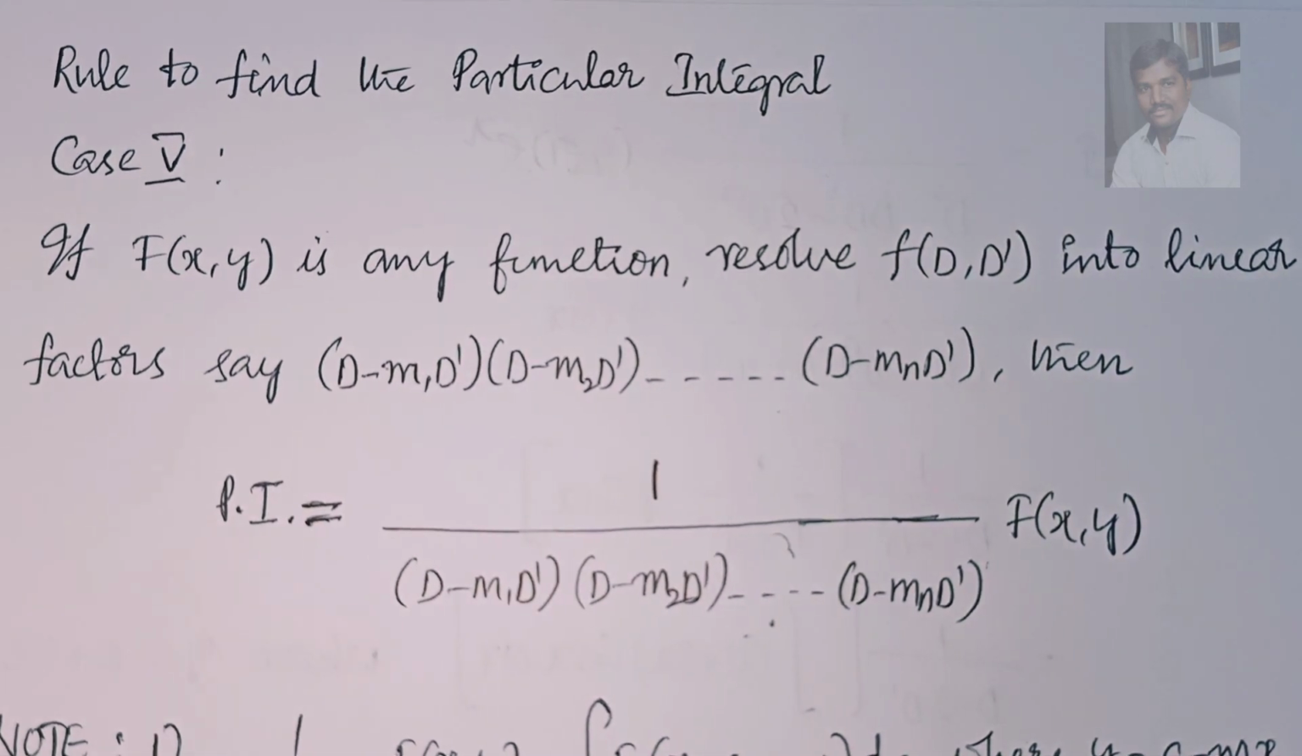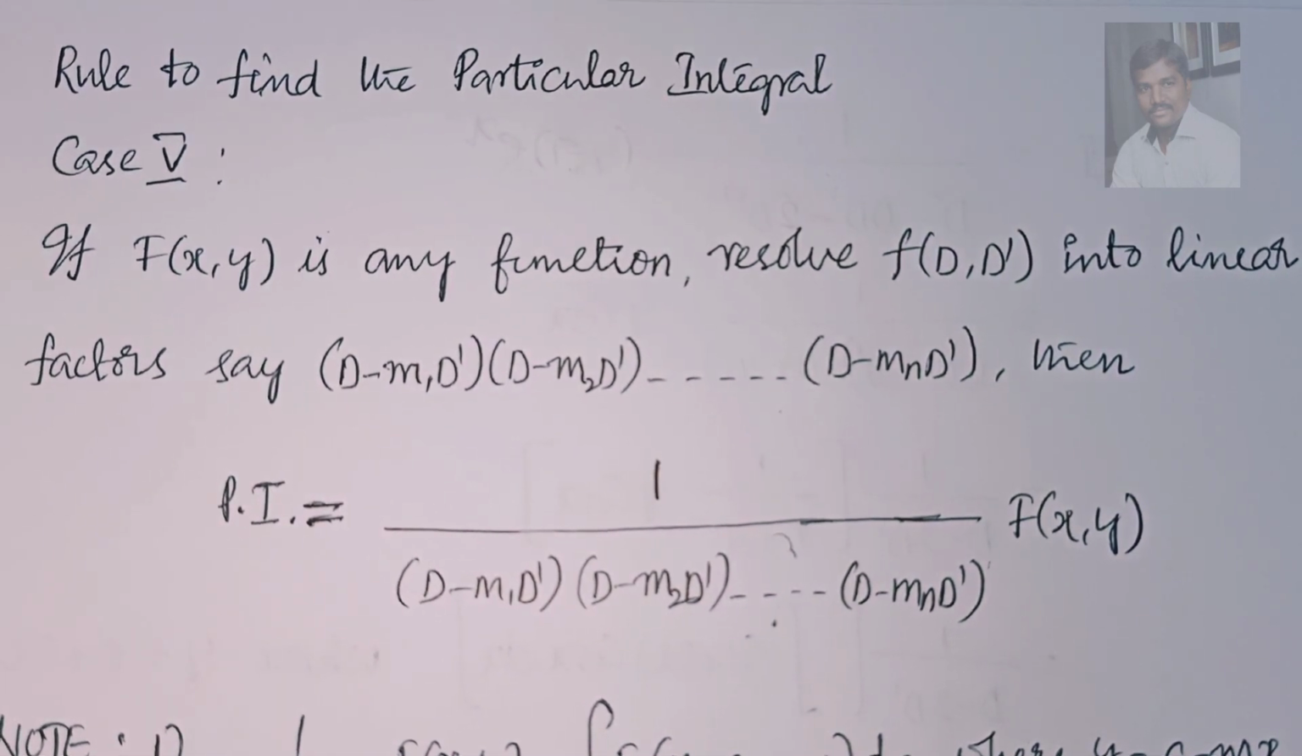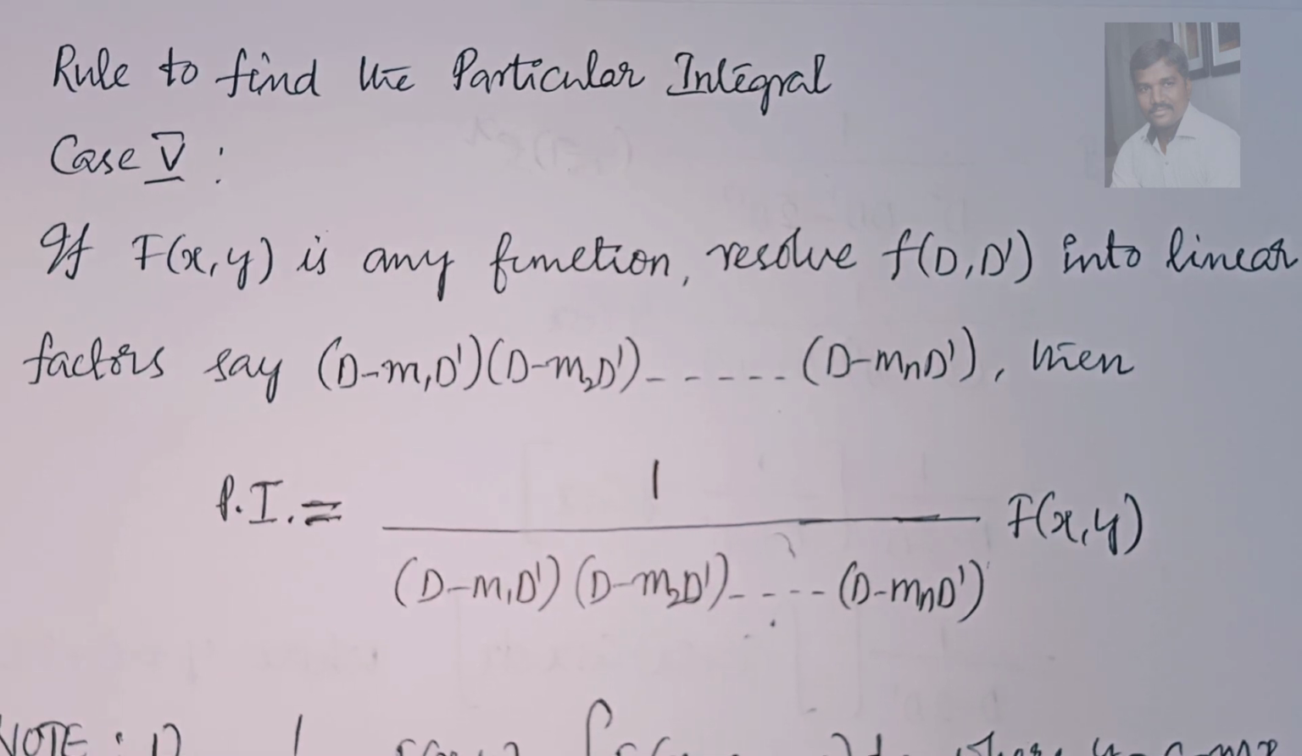But as we already know, for e power (ax plus by), sin (ax plus by), cos (ax plus by) and x power m y power n, we already have different methods. So apart from those functions, if we have any combinations, any different functions, then we go with this case, the general method.